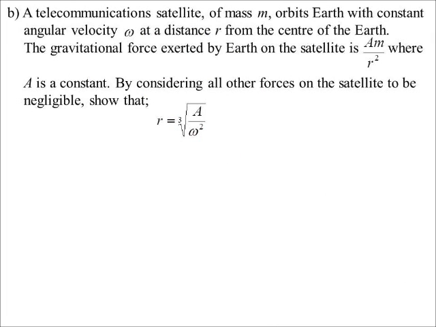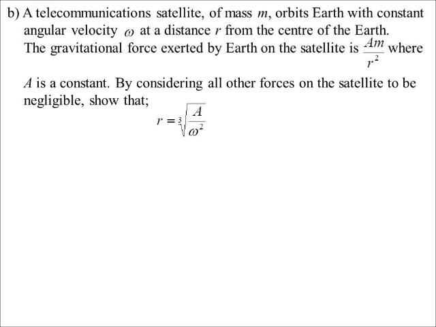Alright, let's have a look at one of these satellites in a little bit more detail. Gravitational force is now not just simply G, it's going to be AM on R squared. A is some constant. We're going to show that the radius is the cube root of A on omega squared by considering all the other forces.